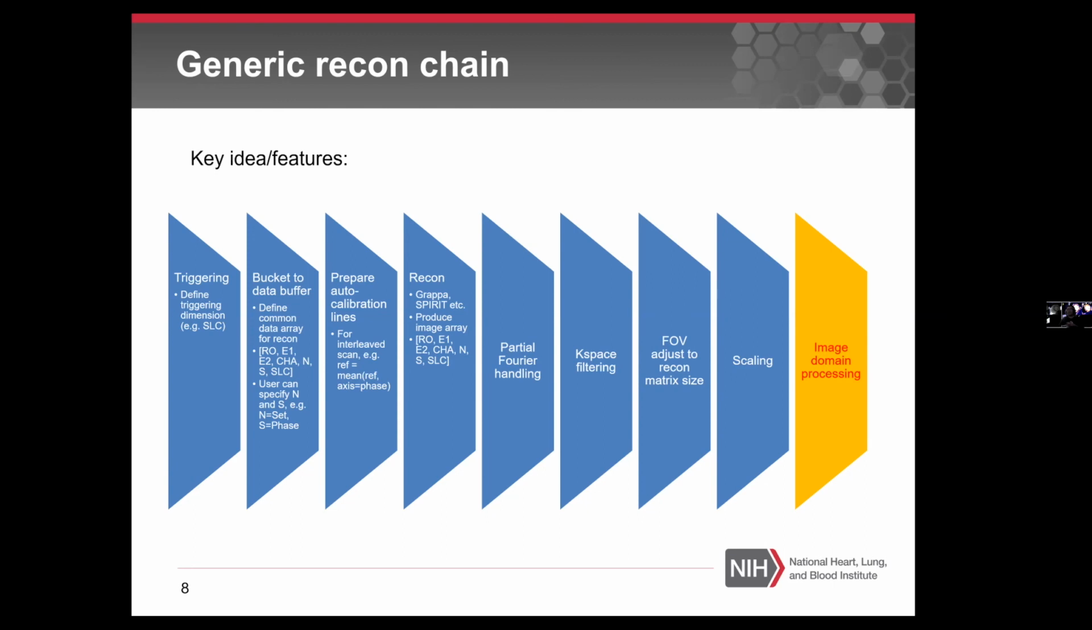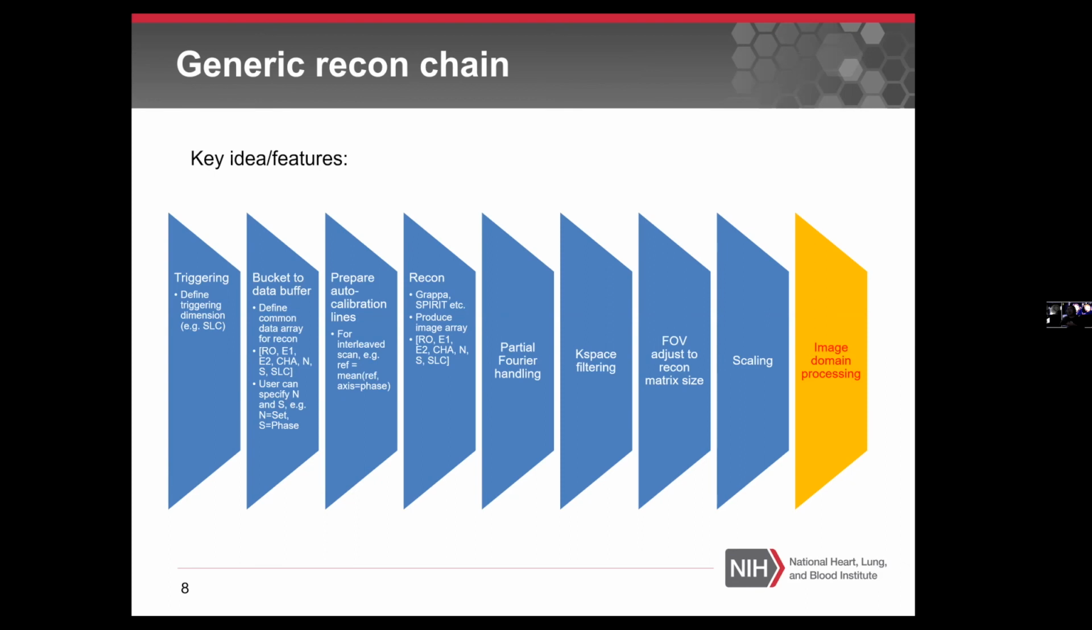The next one in this concept is the BucketToBuffer gadget. So this gadget will receive a data bucket, then organize them into a 6-dimension array, which is RO, E1, E2, channel, N, S. The key concept here is the user can specify what is dimension N, what is dimension S. For example, we can set N to be set and S to be phase, or we can set N to be repetition, S to be contrast. It depends on your application, how to set them.